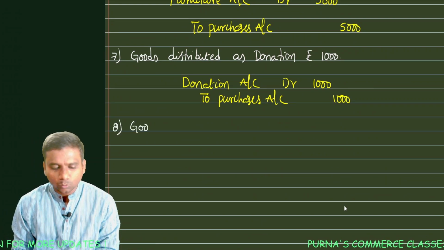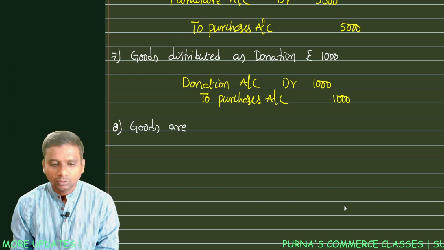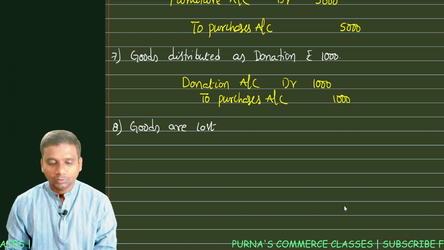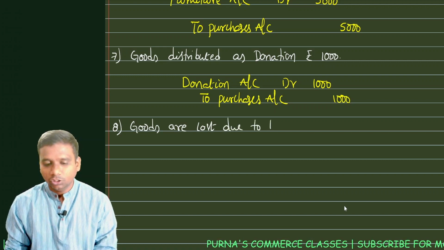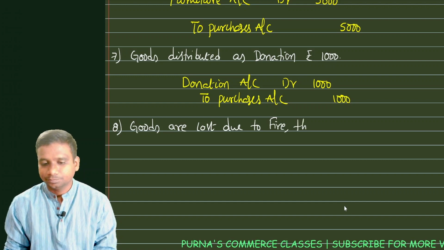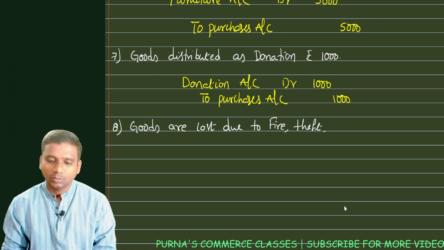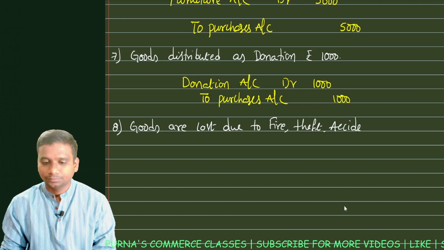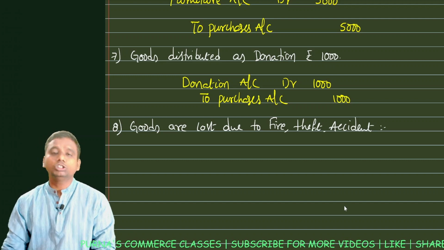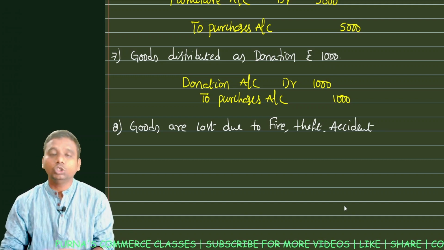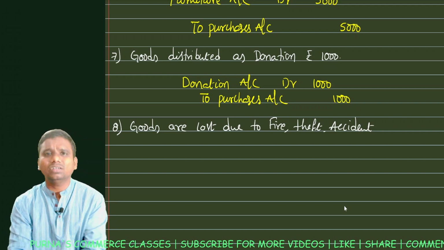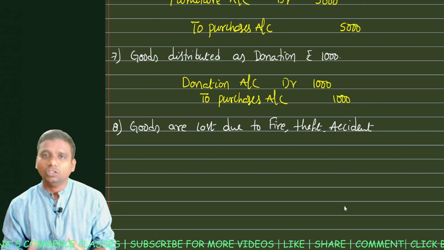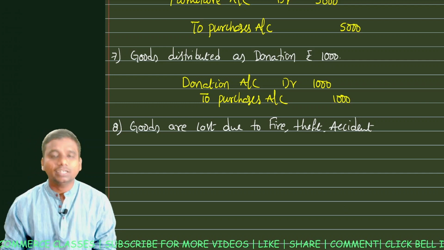Sometimes what happens, goods are lost due to either fire or theft or accident. Okay, goods may be lost due to theft, fire, accident, whatever the reason it may be. The goods which we have purchased for sale may be lost. Okay, now what is the entry we record here?